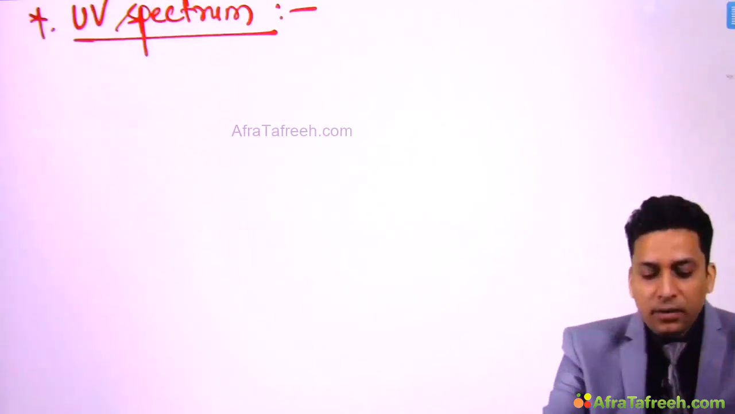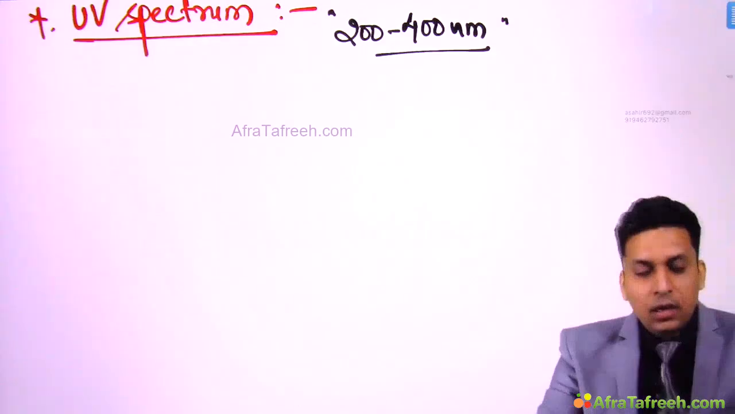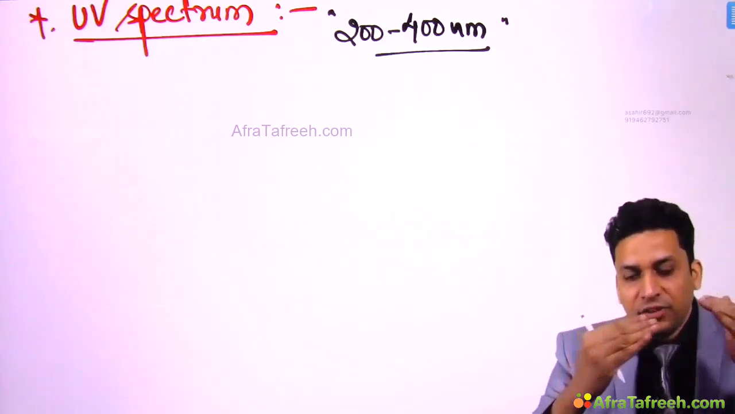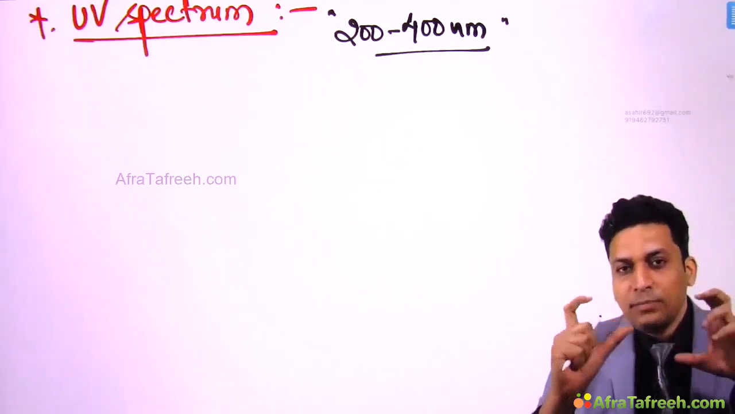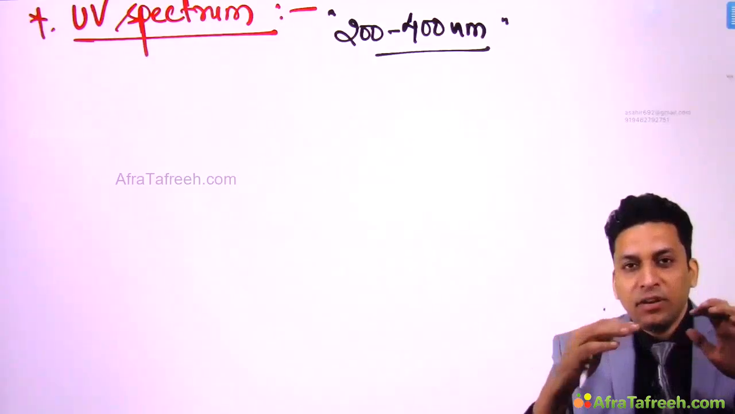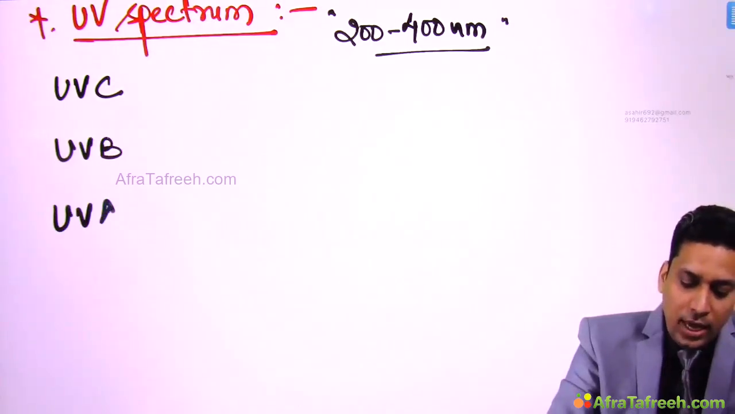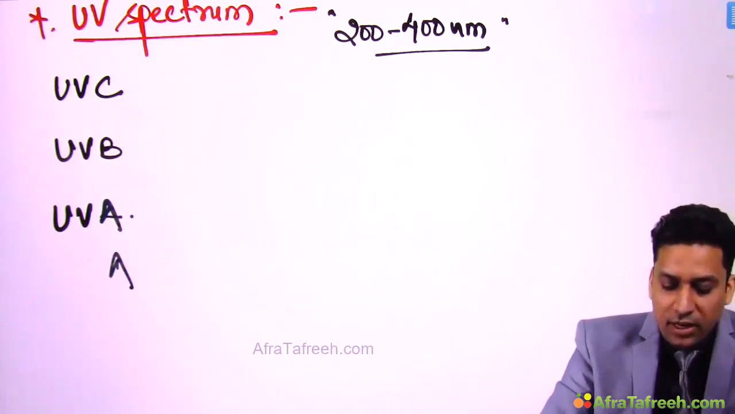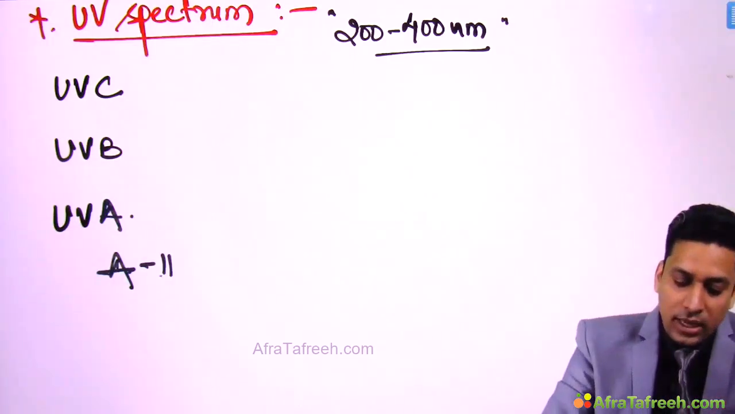So the UV spectrum ranges from 200 to 400 nanometers. Now this UV radiation is divided further into UV A, B and C. You need to remember the wavelengths of A, B and C, and it becomes very simple to remember if you remember in the reverse order, that is UV C, UV B, UV A. Now this UV A is further divided into UV A1 and UV A2. So this also in the reverse order, that is A2 and A1.